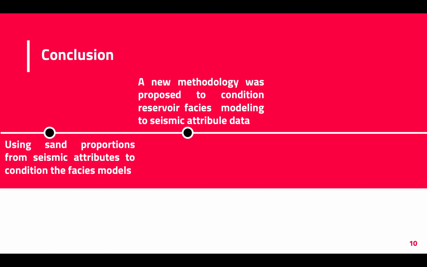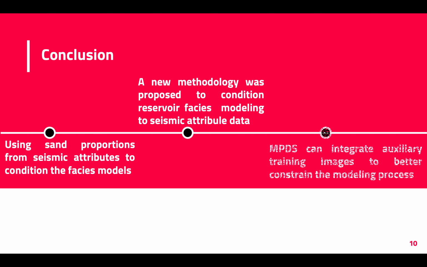In the case where well data is particularly sparse, this technique was designed to integrate the seismic constraint in the multiple point statistical simulation with direct sampling. So this technique, which relies on the main training image, can integrate an auxiliary training image to better constrain the modeling process. The key idea was to generate a sand proportion auxiliary variable.